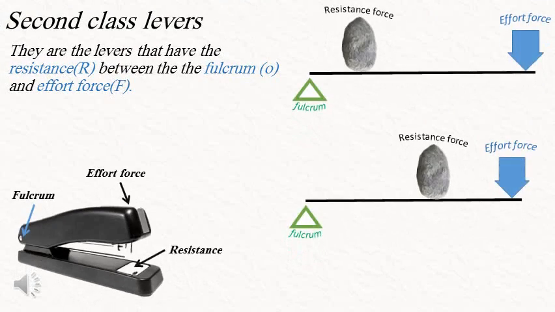Second class levers, they are levers that have the resistance force R between effort force F and fulcrum, and any lever that has a resistance force in the middle is called second class. Stapler is a good example of second class levers. Fulcrum, the point where the rigid bar rotates around. Effort force, when we push. Resistance, the force that resists effort force. We observe that the resistance force is at the midpoint.